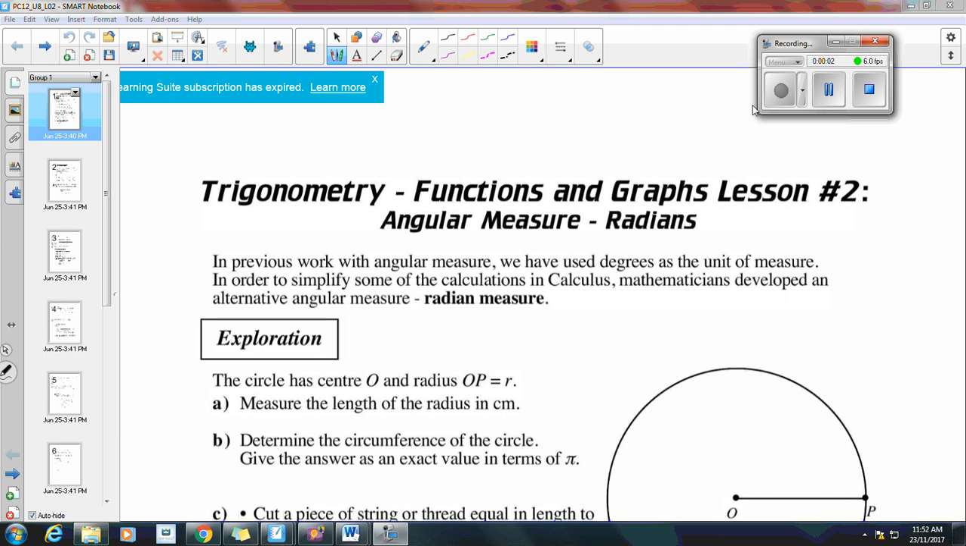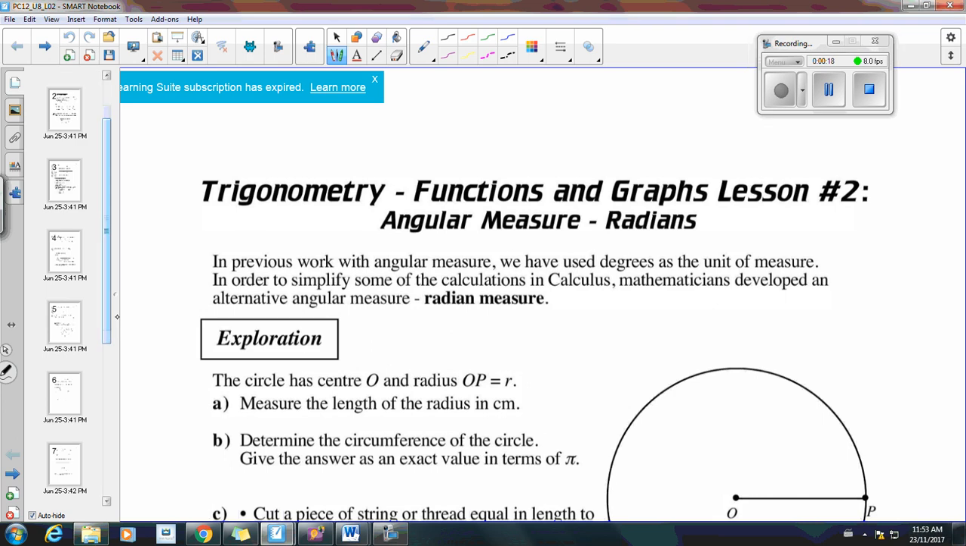Okay, moving on to lesson 2. So this is where this unit gets quite a bit more confusing. In this unit, we introduce a second way to measure angles. So far we've always measured angles in degrees. Now we're measuring angles in radians.